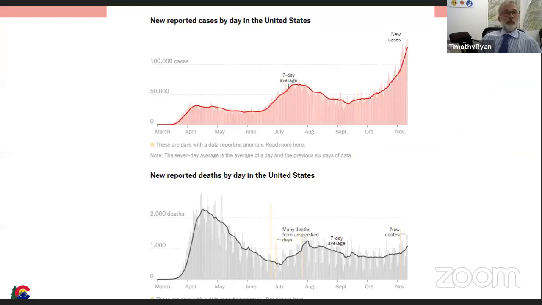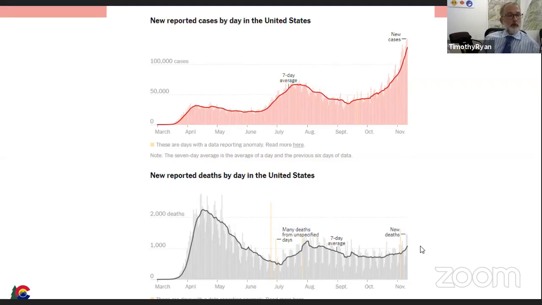This next slide shows this in a little bit more detail. As you see here on this top graph, on the far right, is the precipitous increase in new cases across the United States, crossing that 100,000 threshold on a daily basis about 3 to 4 weeks ago.